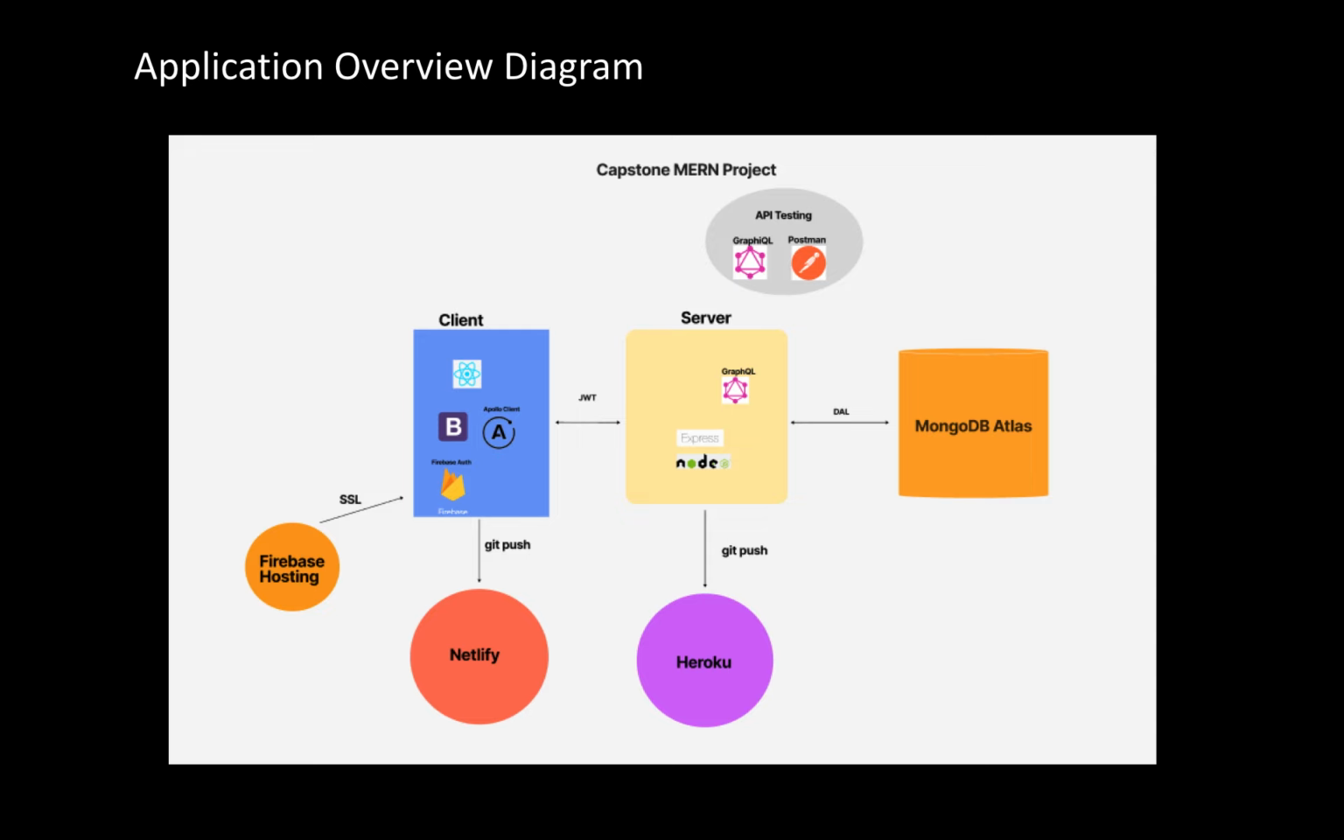I use API testing, GraphQL for GraphQL, and Postman for the RESTful API with Express, and I have 2 different hosts for front end and back end. I use Netlify and Heroku, and they build and deploy automatically when I push to my repository.